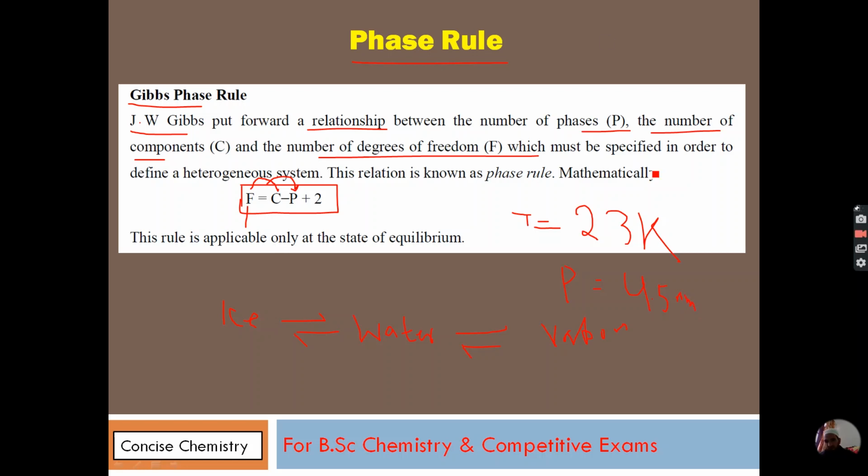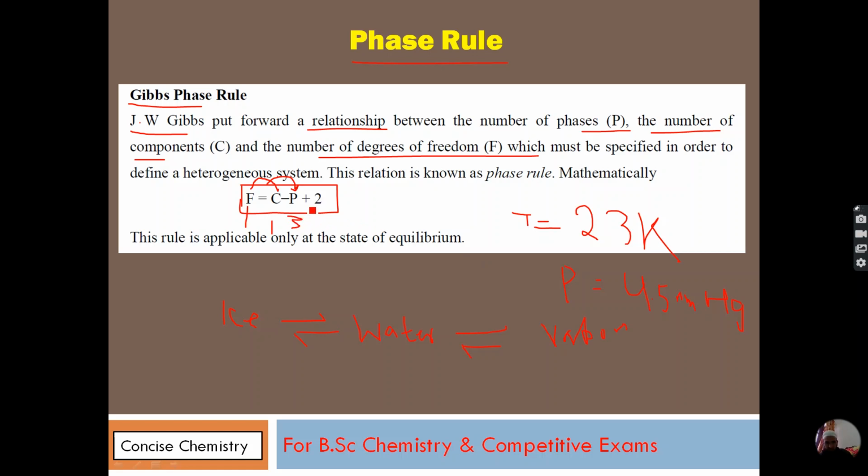This is 4.5 mm of mercury. Now, in these two conditions you can achieve this equilibrium. Okay. So now, if we apply the phase rule here, F is equal to C minus P plus 2, the component is 1 here. Now how many phases are there here? 3.